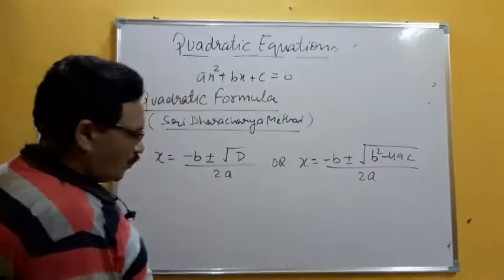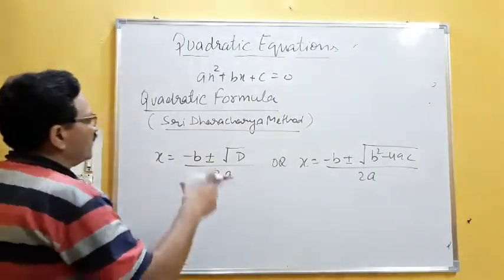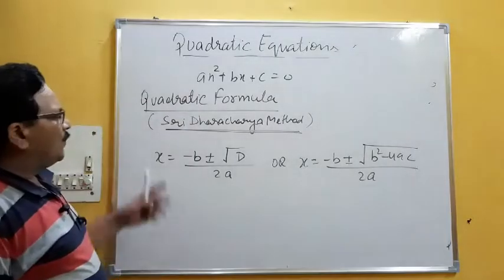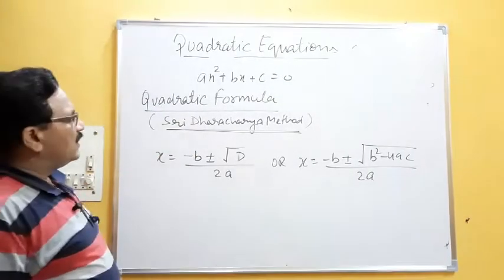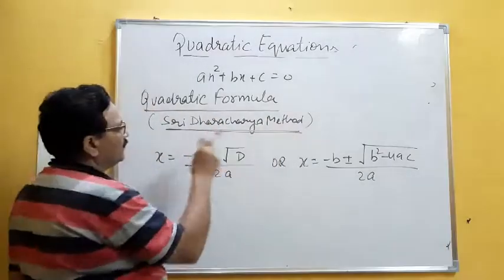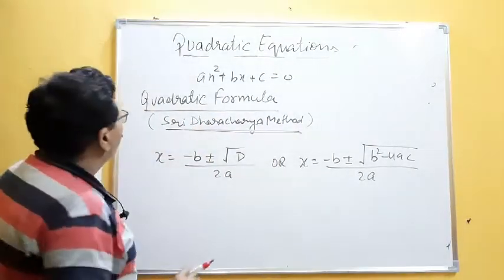So first of all, what is the quadratic formula? It is also called the Sridharacharya method. One of the mathematicians gave this formula, so on his name you can also call it the Sridharacharya method. But in your book it is given as quadratic formula. In some books it is given as the Sridharacharya method. That's what I am telling you.